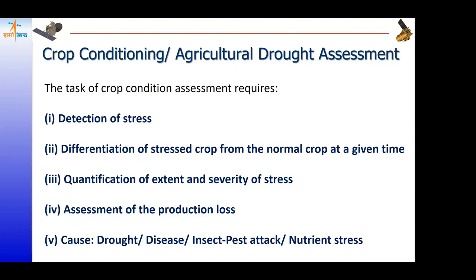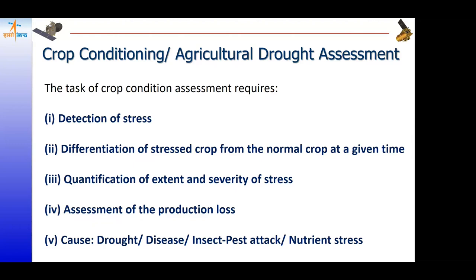And the same information we can further use if the severity level of the stress condition is on the higher side. No doubt there will ultimately be a reduction in production, and that ultimate loss in terms of biomass, or the final economic yield. That kind of assessment of production loss is also possible using the same satellite based, sensor based or instrumentation based observation in the same context.